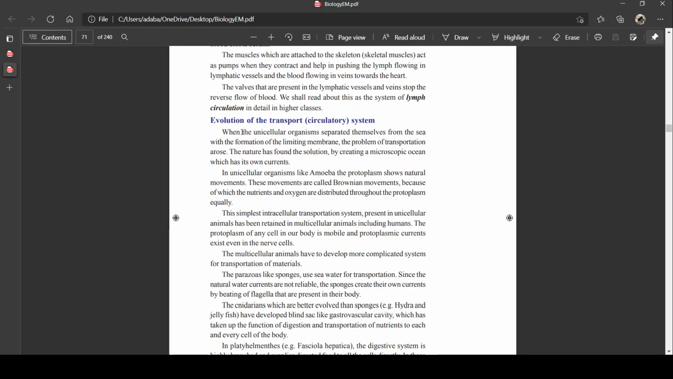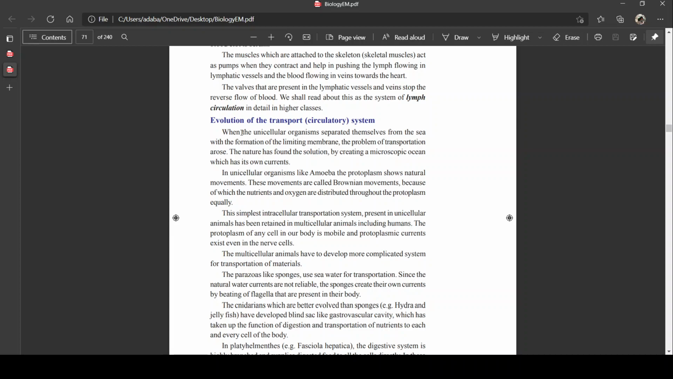Today we discuss the topic of the process of evolution taken in the animals from non-chordates to chordates. So this is the evolution of the transport system, the circulatory system.